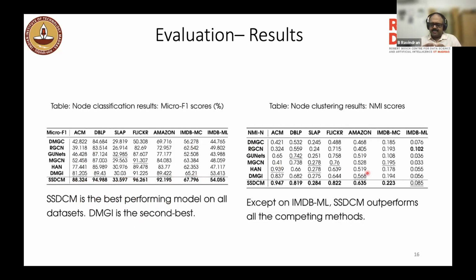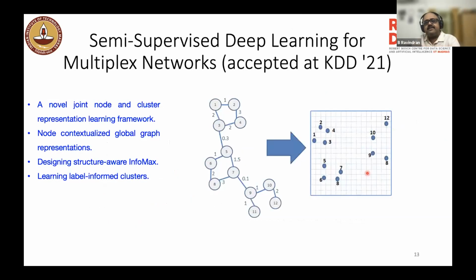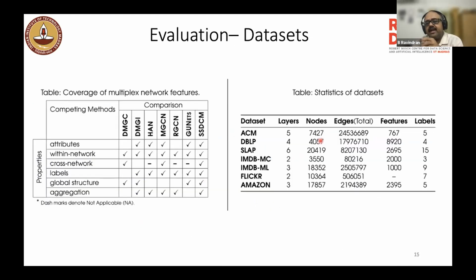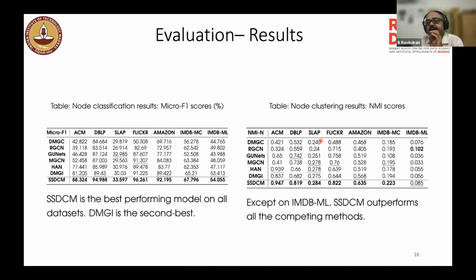And then we also tried something interesting. We looked at what is called node clustering. If you remember, we are projecting these nodes onto a two-dimensional space. So we wanted to see how close in this two-dimensional space these nodes fall with respect to the labels that we are predicting for them. It turns out that the clustering is also very tight, and we get much better cluster quality than any of the existing methods, except for one exception.